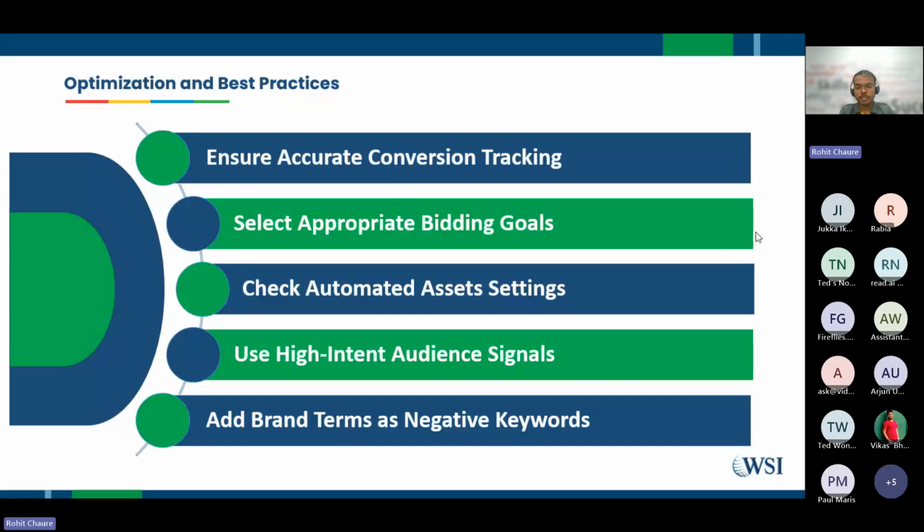Use high intent audience signals. As I said, audiences play a major role while doing a Performance Max campaign, because the users who are visiting our website are first party users, and adding those users would help you in getting better conversions. Then, brand terms as negative.